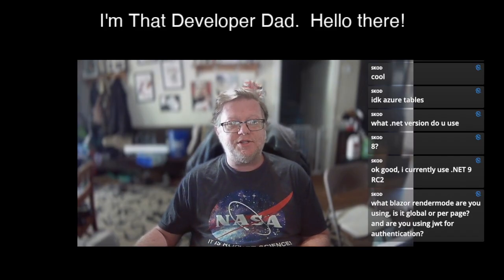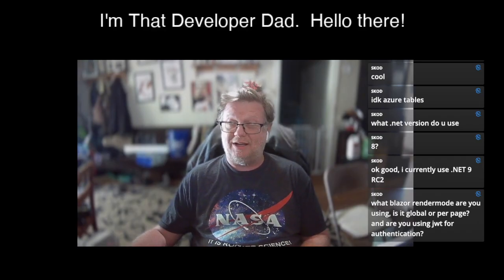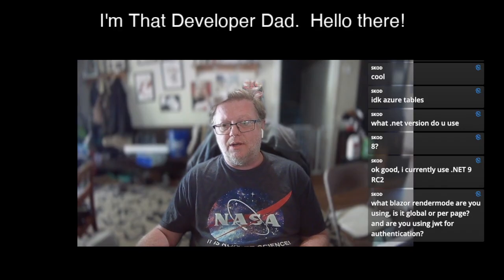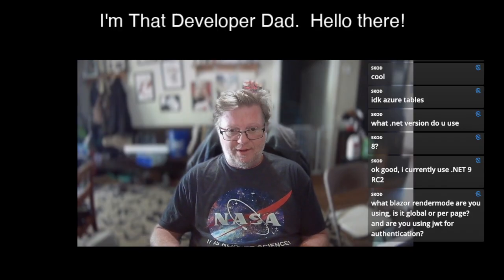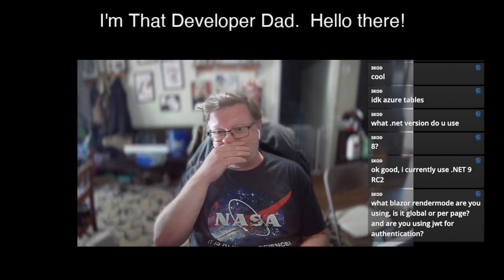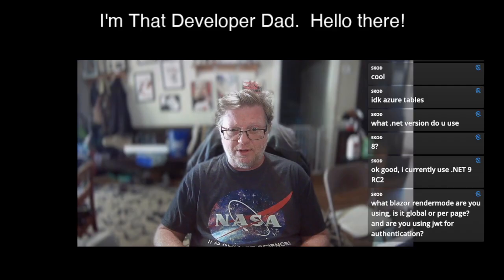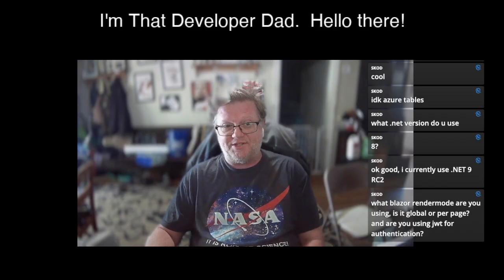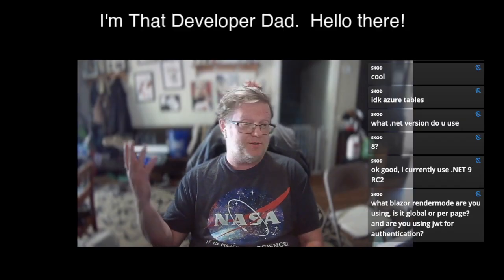I think I'm just using global server. I've got it set to auto, and I am not using JWT for authentication. I'm using Entra, and I'm not using WebAssembly or anything like that. I'm doing server-side interactivity right now. If I move over to client-side, like with WebAssembly, I'm going to have to switch over to using JWTs for that.